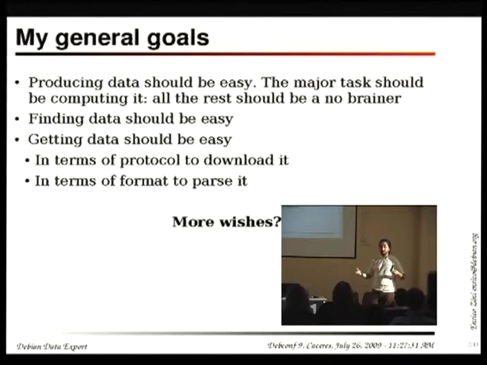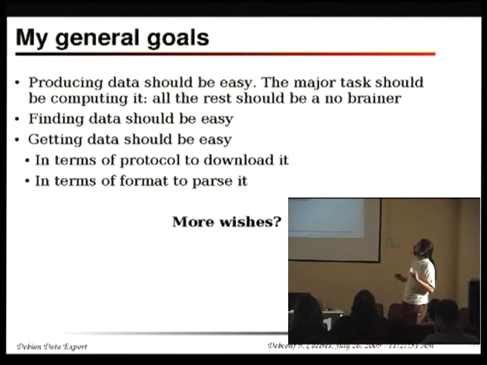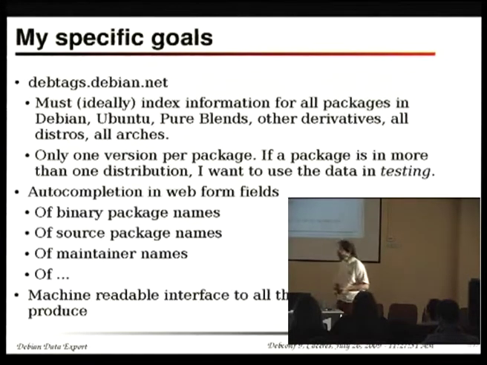Then I realized that the information that I was collecting myself was used by other people. I had a piece of code ready from other projects, and I thought it all fits together, so I made this prototype. My goal is that producing data should be easy. The major task should be computing the data, and all the rest should be easy to do. Finding data should be easy as well, and downloading the data should also be easy in terms of protocols and in terms of format. That was the idea that I'm attacking here.